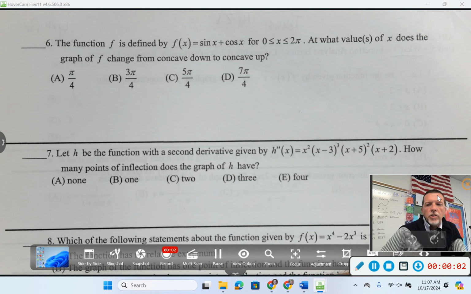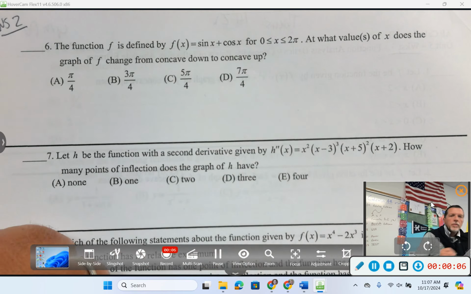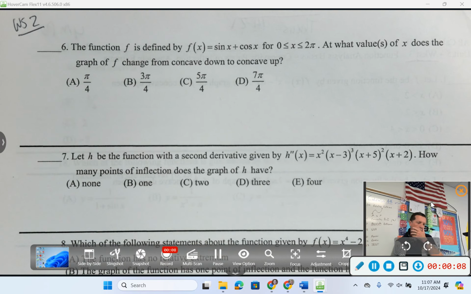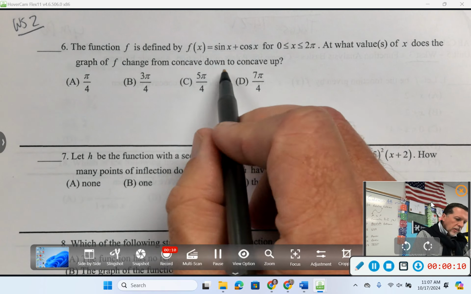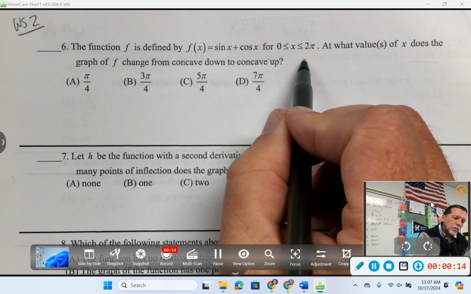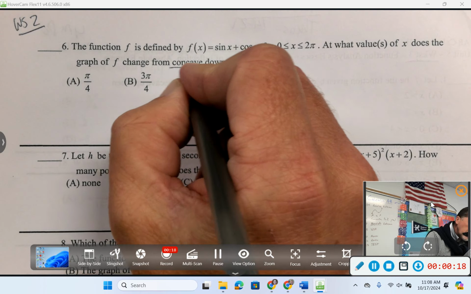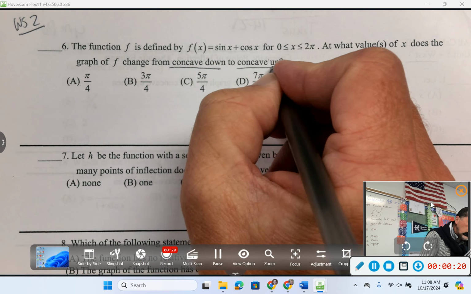Okay, so this is worksheet 2, number 6, and then whatever else we ask and want to work through together. Function f is defined by f of x equals sine of x plus cosine x from 0 to 2 pi. At what value of x does the graph change from concave down to concave up?